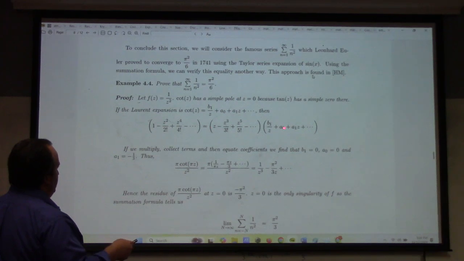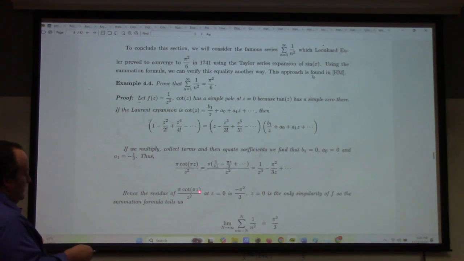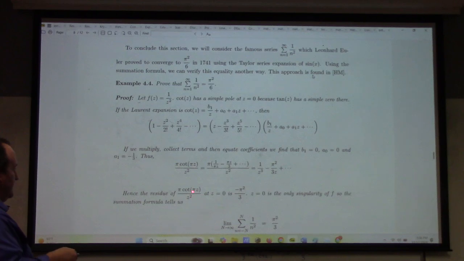This is the Laurent series. Multiply, collect terms. Then this is that. So you can read off the residue is pi squared over 3 with a minus, right? And so the only singularity of this happens to be at 0. And so that gives us that this is equal to pi squared over 3, which then, what about 0?